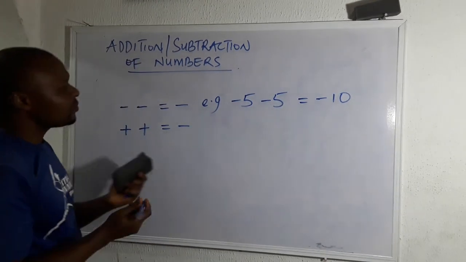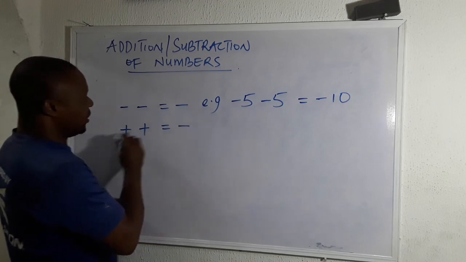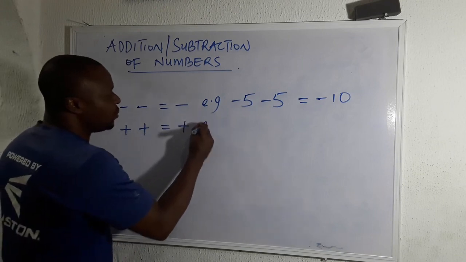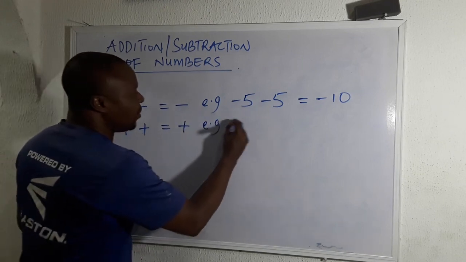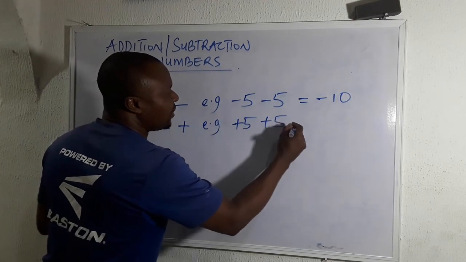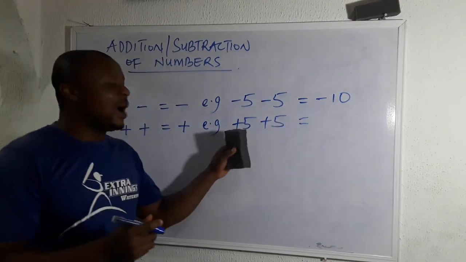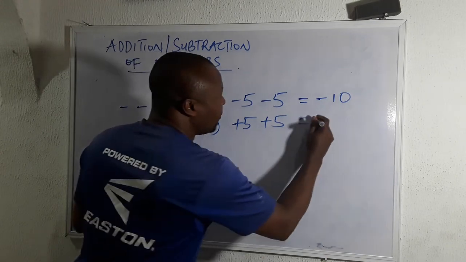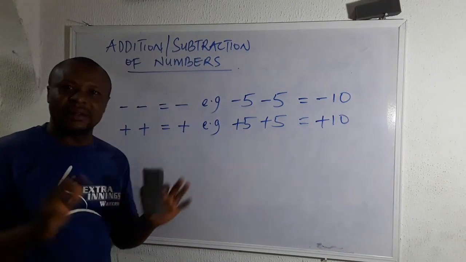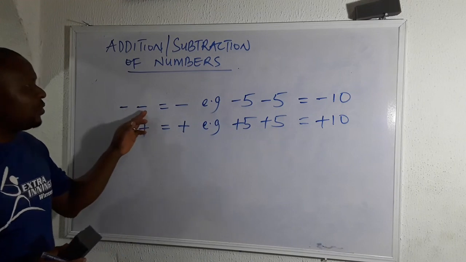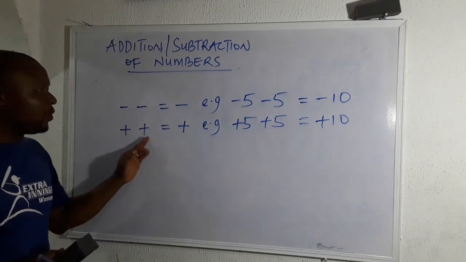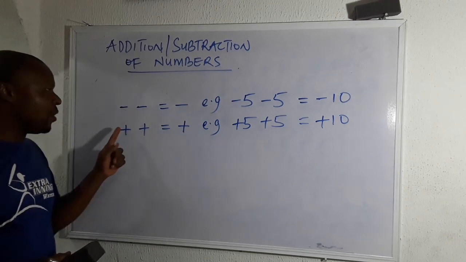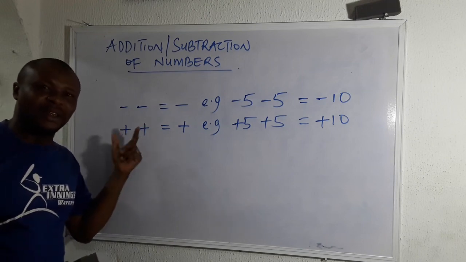Now, for this case, you can have something like plus 5 and plus 5. This means you have 5. You have another 5. So altogether, how many do you have? You have 10. As simple as that. So minus is minus. Plus is plus. Take note, there is no division or multiplication sign in between in this case.